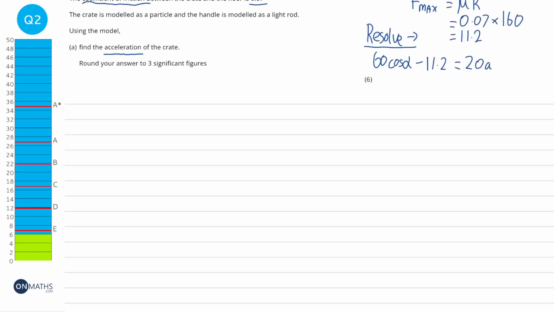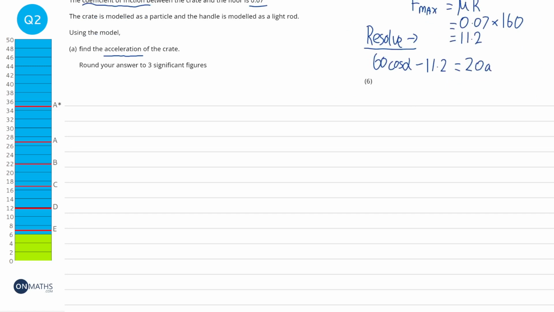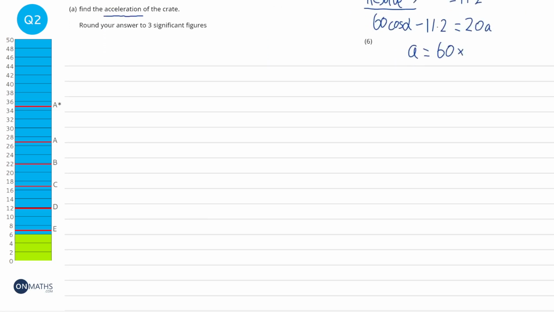And we can scroll down now just to give ourselves a bit more room. And we can rearrange this now. So we have a equals 60 times the cos alpha, which if we look up is 4/5, minus the 11.2, and then all of that over 20. And so that will be 1.84, and it's an acceleration, so it'll be meters per second squared.